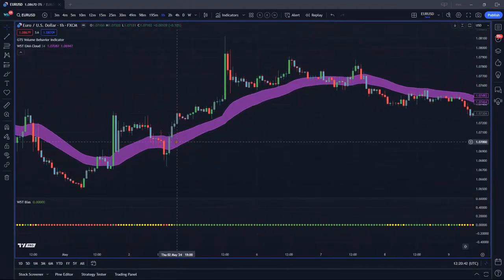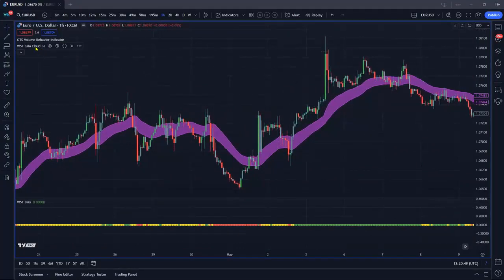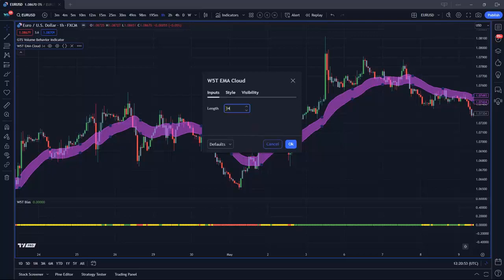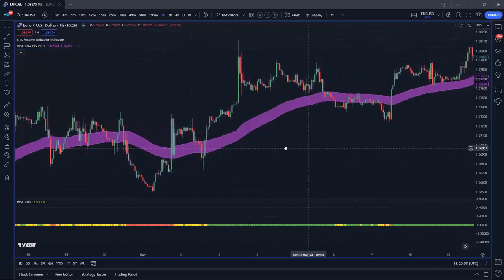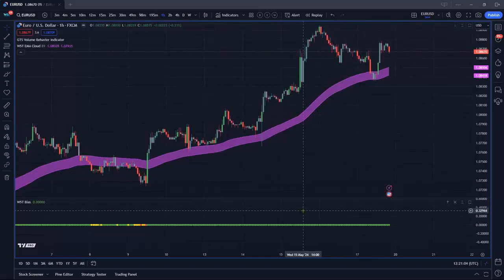We have an EMA Cloud here. Really, this is a non-linear support and resistance zone. One of the things I like to do on the hourly is change that to an 89 EMA. And we can see here, as we're coming up, we see this non-linear support and resistance. It's bouncing off here. So it's a really, really cool tool.